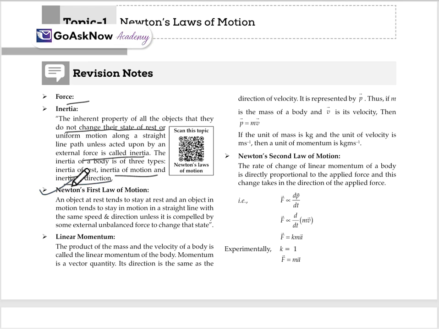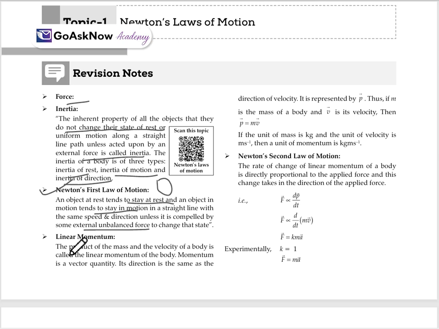Now, Newton's first law of motion. There are three laws of motion, so firstly we go through Newton's first law of motion. An object at rest tends to stay at rest, and an object in motion tends to stay in motion in a straight line with the same speed and direction, unless it is compelled by some external force. In simple language, if we are not applying any kind of external force to an object, it will remain in the same position until an external force is applied. So this is Newton's first law of motion.